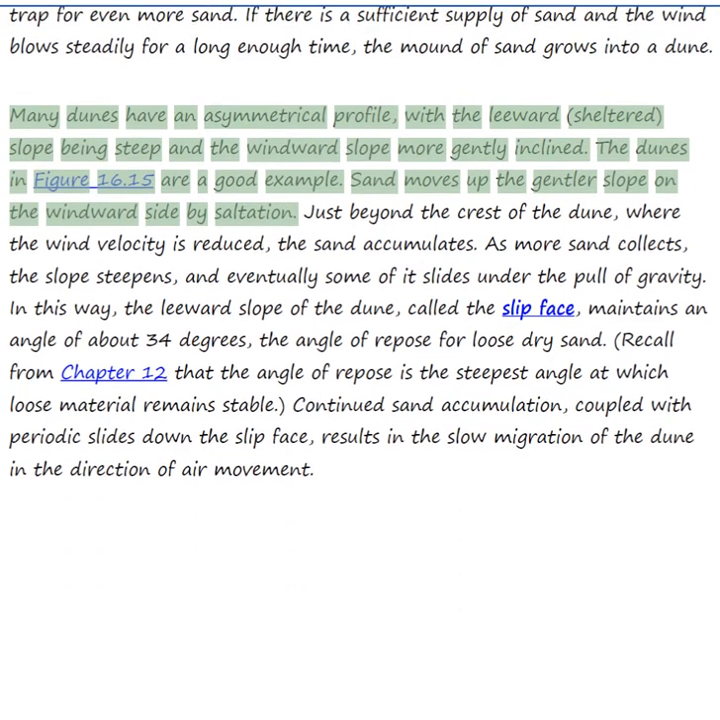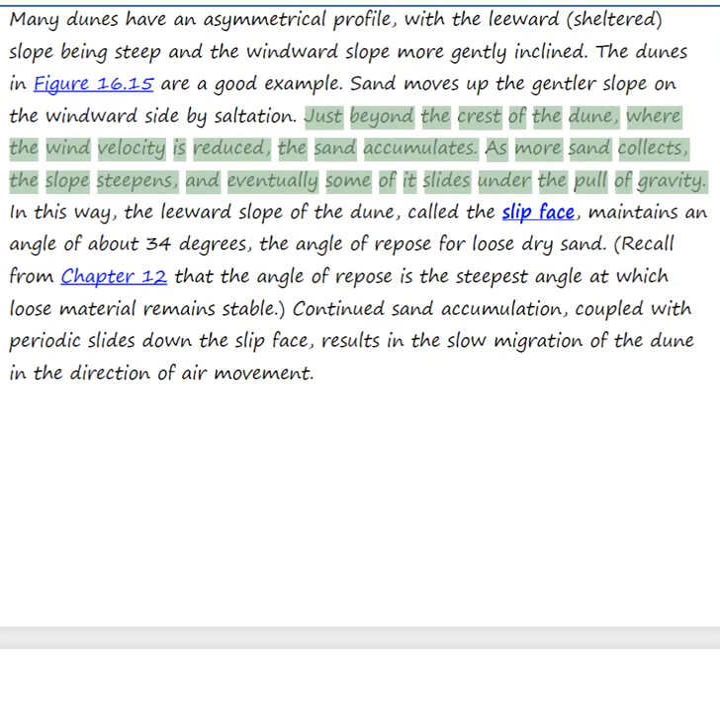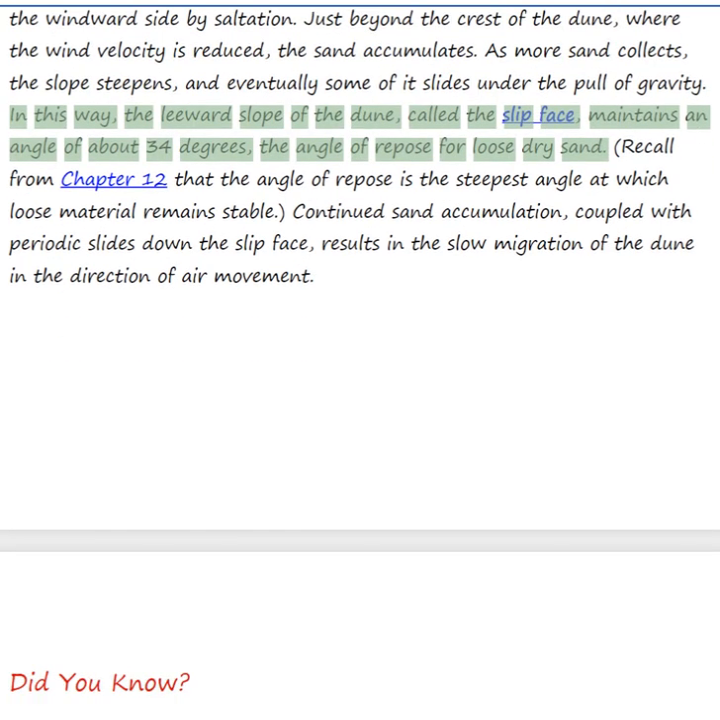Many dunes have an asymmetrical profile, with the leeward slope being steep and the windward slope more gently inclined. The dunes in Figure 16.15 are a good example. Sand moves up the gentler slope on the windward side by saltation. Just beyond the crest of the dune, where the wind velocity is reduced, the sand accumulates. As more sand collects, the slope steepens, and eventually some of it slides under the pull of gravity. In this way, the leeward slope of the dune, called the slip face, maintains an angle of about 34 degrees, the angle of repose for loose dry sand.